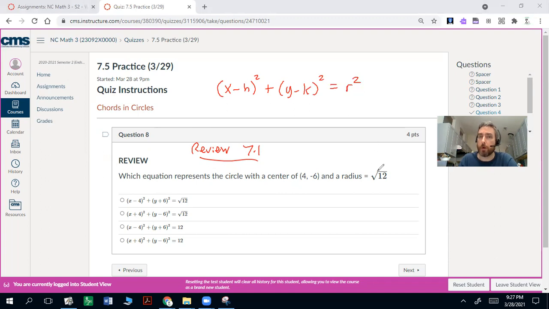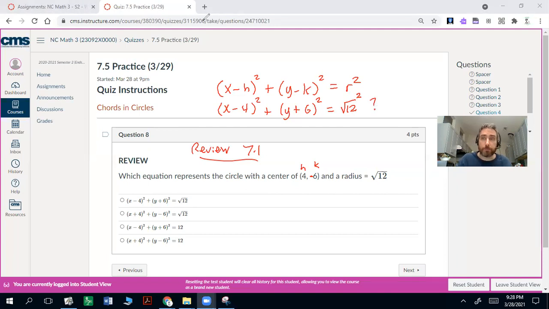Well, r is the square root of 12. The center is (h, k). The minus means flip the sign. So (x - 4)² + (y + 6)² equals the square root of 12 squared. Well, what is the square root of 12 squared? Is it 12 or the square root of 12? What happens when you square a square root? I'll leave you with that, and you can answer that question.